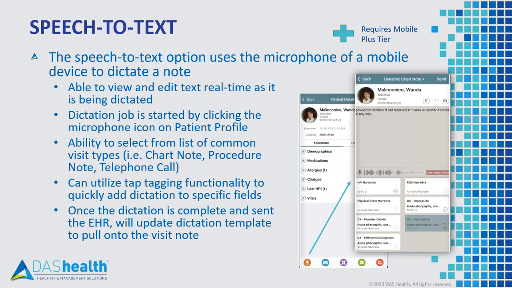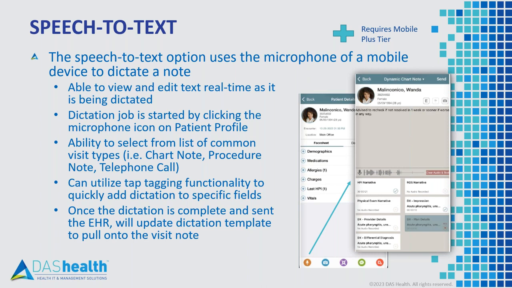When the provider starts a dictation, they're going to click that microphone icon from the patient profile. And then from that window, a pop-up will show to allow them to select the corresponding visit type. These are selected based on some common ones like chart note, a procedure note, a telephone call, and that will help to determine the prompts that are given, and then ultimately the template that this will live on within the EHR.